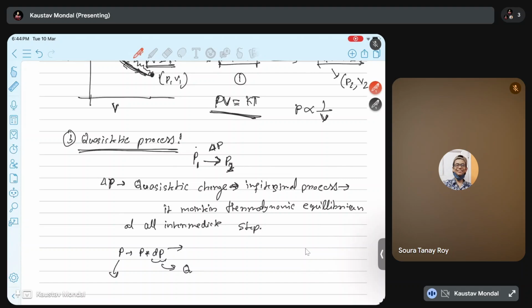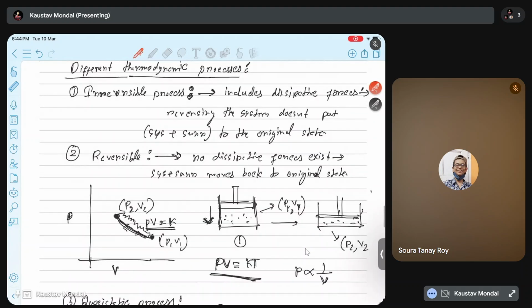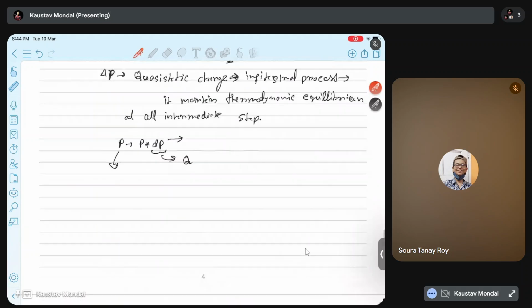Next, so these are the three kinds of processes: reversible, irreversible, and quasi-static process.